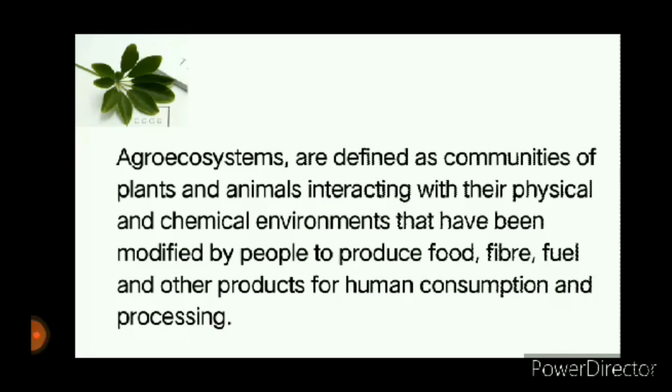So agroecosystem is a combination of agriculture and ecosystems, wherein soils, climates, plants, animals, and other organisms and humans in a physical space interact with each other. So in agroecosystem, the role of the farmer is to produce food products for human and animal consumption. They are responsible for all crops and livestock that are needed for us to survive.